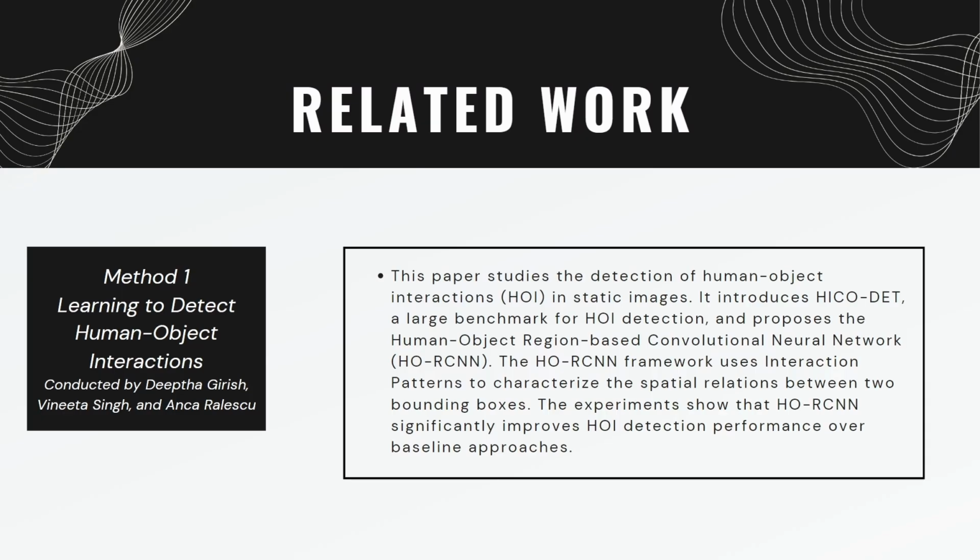Now, let's discuss the part of related work. In Method 1, we refer to a paper titled Learning to Detect Human Object Interaction. In this paper, the author proposed the method of human object region-based convolutional neural network. And we use this method as our core concept, trying to use three different streams to achieve the goal of action recognition.